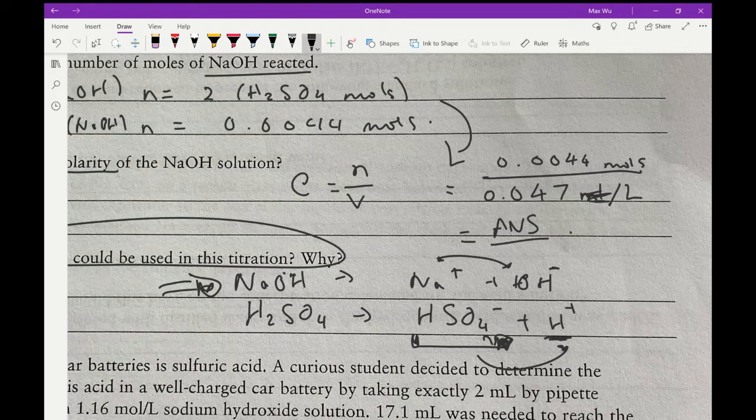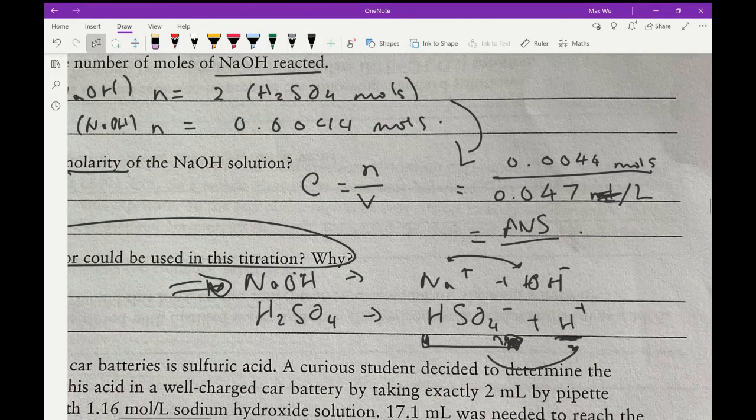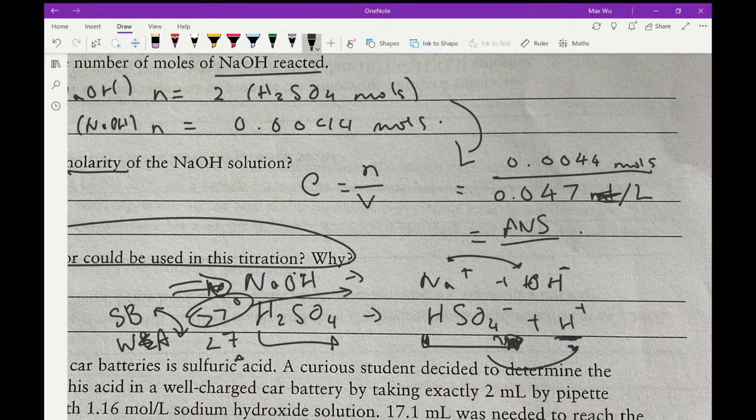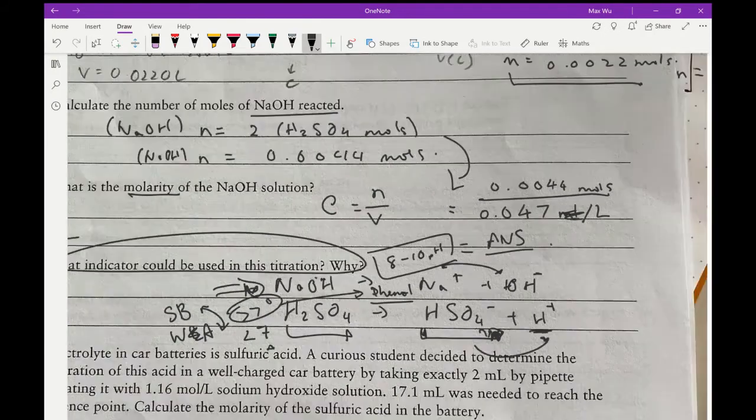It's a stronger base because it dissociates stronger. Therefore, if it's a strong base and a weak acid, sulfuric acid, but let's just say relatively speaking it's a weak acid, what would happen? Is it going to be above 7 or below 7? Below 7 meaning it's more acidic, above 7 meaning it's more basic. Above 7, right? So we can use something like phenolphthalein. Phenolphthalein would work because it changes color at pH 8 to 10.